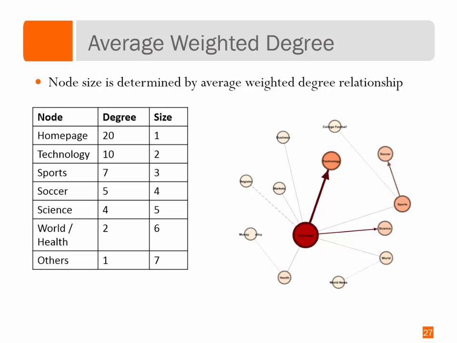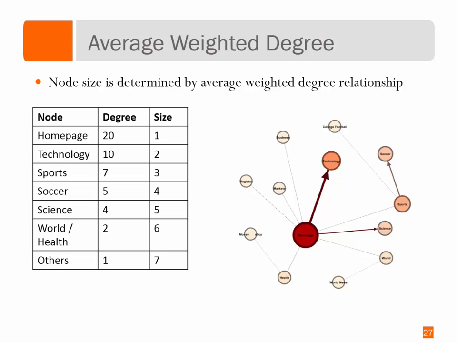And if you're tracking back to the first example, how did we count up homepage with a weighting of 20? Well, we have 1, 2, 3, 4, 5, 6 sort of single relationships. We have the technology relationship of 10, which brings us to 16. And then if we look at the science relationship, it has a degree of 4, which gives us the total of 20.